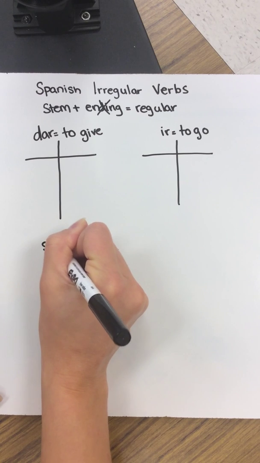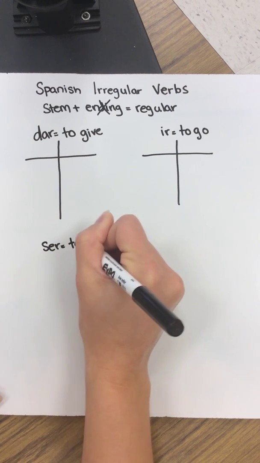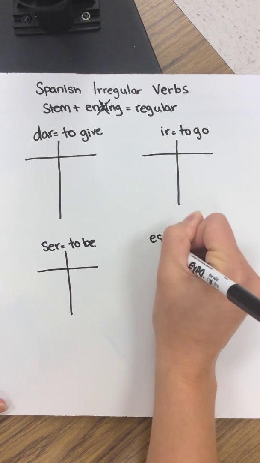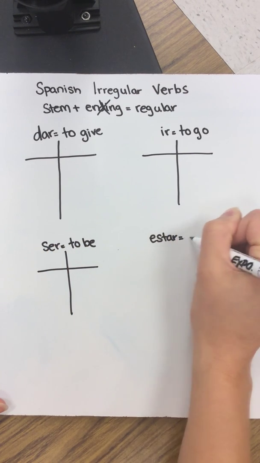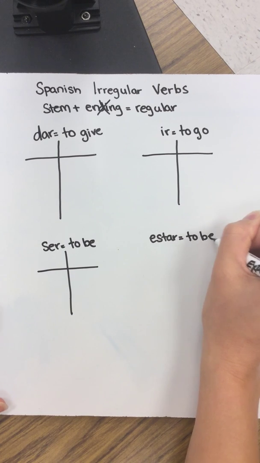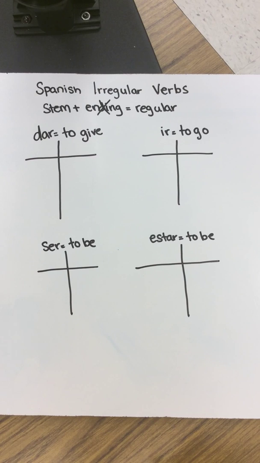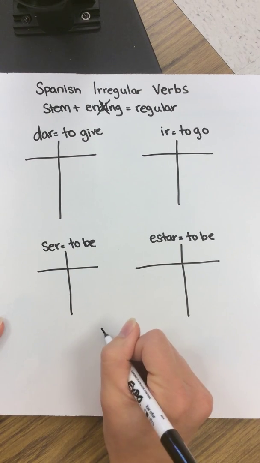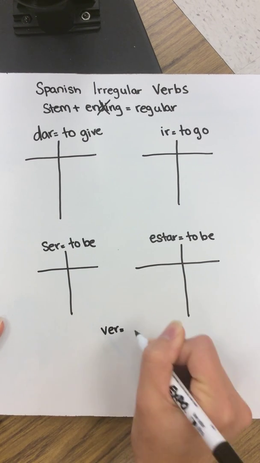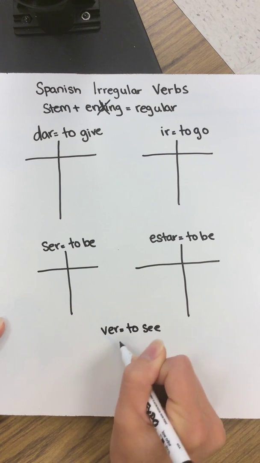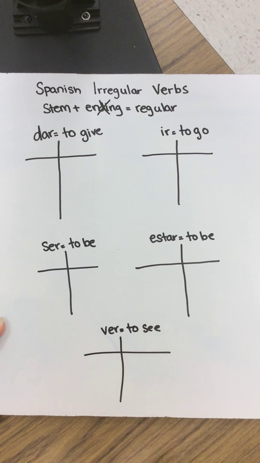Ser means to be. And estar also means to be, and we'll talk about the differences in those in a different video. We'll talk about ver in just a minute because it's what I call a quasi-irregular, though all of these kind of fit into a quasi-irregular. But ver means to see, and we'll do that one last.